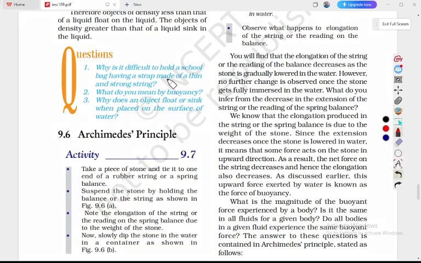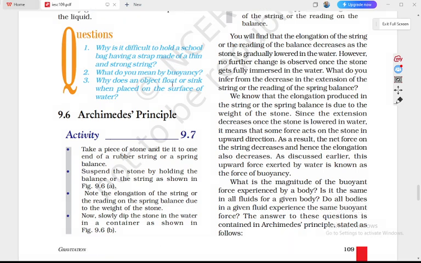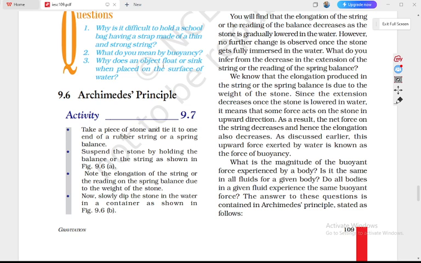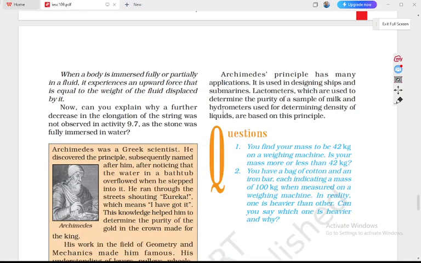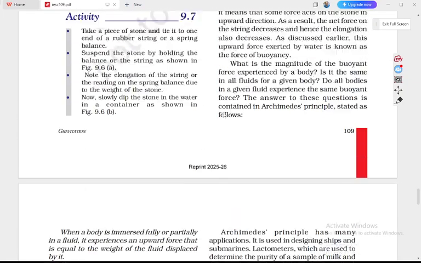Why is it difficult to hold a school bag having a strap made of a thin and strong string? What do you mean by buoyancy? Why does an object float or sink when placed on the surface of water? Now we will learn about Archimedes' principle, right? What is that Archimedes' principle?